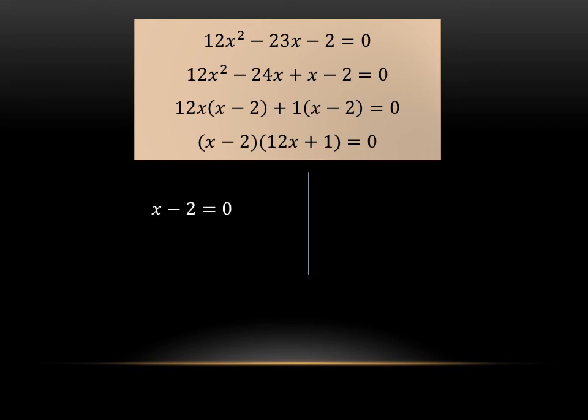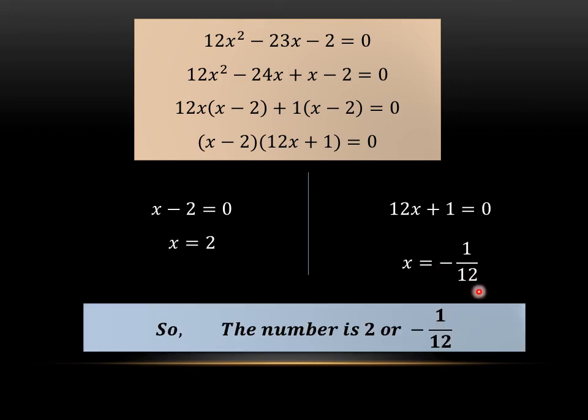We are going to split the brackets: x minus 2 equals to 0 and 12x plus 1 equals to 0. So considering the first side, we will get the value of x as 2. This would be the answer. Considering the second side, first of all, I will take plus 1 to the other side of the equation. It will become minus 1, and then as this 12 is multiplying with x, it will divide with minus 1. So the answer will become minus 1 over 12. As again, we were not given that the answer should be positive or negative, so we will write both the answers as the number is 2 or minus 1 by 12.